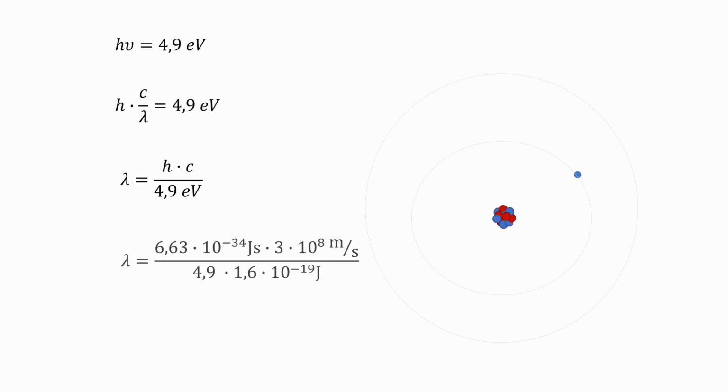When the wavelength of the emitted photon is calculated, the result is 254 nanometers. This value matches exactly what Franck and Hertz observed. The Bohr model of the atom has received crucial confirmation.